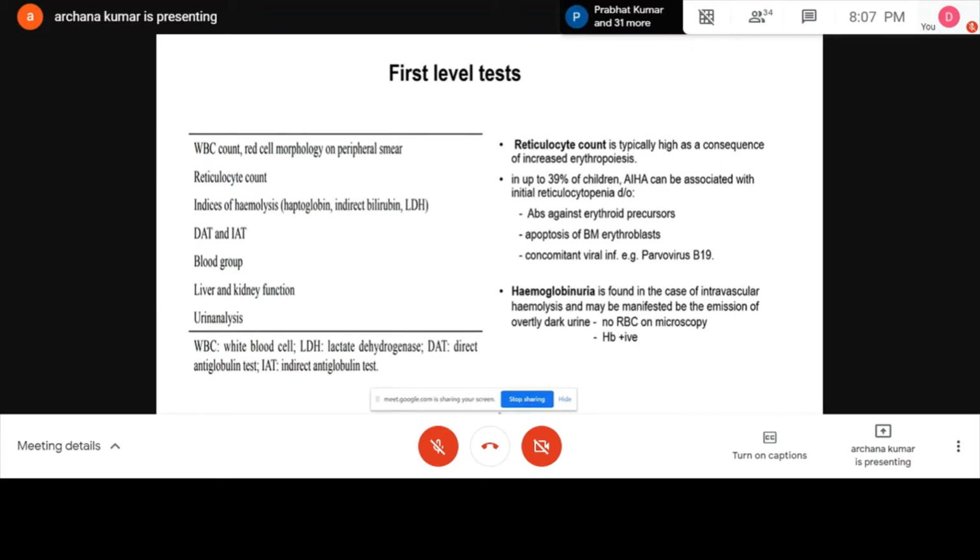Hemoglobinuria is found in cases of intravascular hemolysis, and remember, it can be manifested by overtly dark urine. But it's very important to look at this urine. Typically, we will not have any RBCs on microscopy. So it is not hematuria, it is hemoglobinuria. Hemoglobin will be positive.